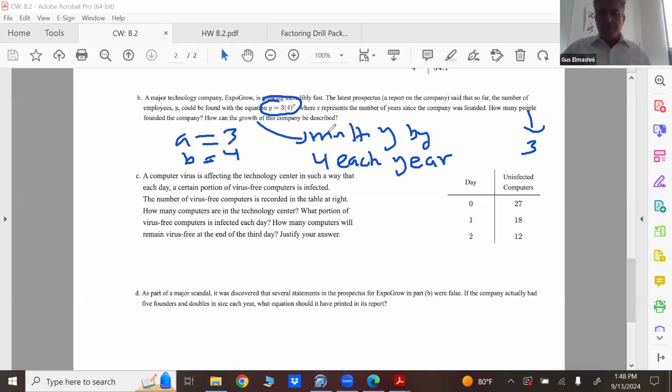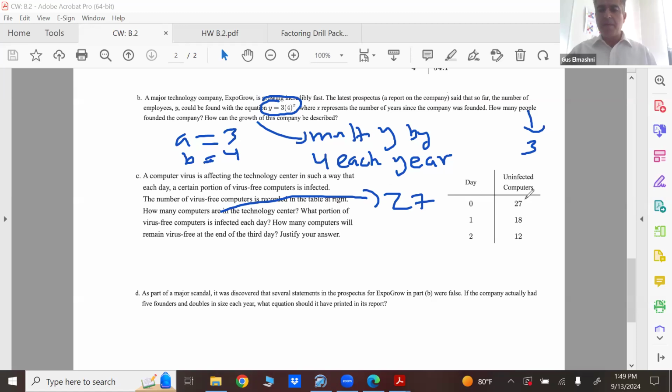Now let's look at part C. Some computers are being infected by a virus. Right now you start with 27 computers. So how many computers are in the technology center? 27, right? Because we started with 27 computers. This is a tricky question. What portion of virus-free computers is infected each day?